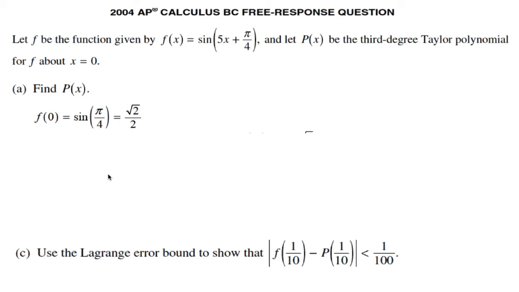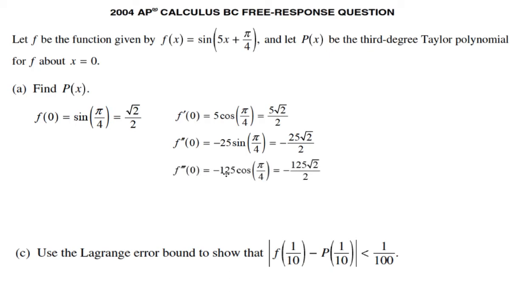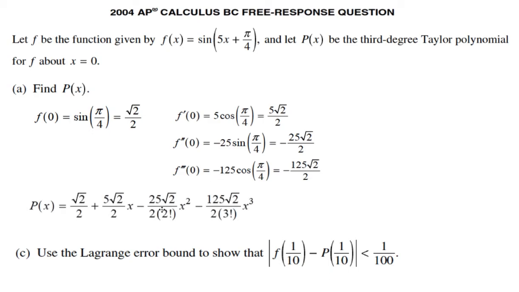First, f of 0 is equal to the sine of pi over 4, which is root 2 over 2. The first derivative at 0 is 5 root 2 over 2. The second derivative at 0 is negative 25 root 2 over 2. And the third derivative at 0 is negative 125 root 2 over 2. Therefore, p of x is root 2 over 2 plus 5 root 2 over 2 times x minus 25 root 2 over 2 times 2 factorial x squared minus 125 root 2 over 2 times 3 factorial x to the third.